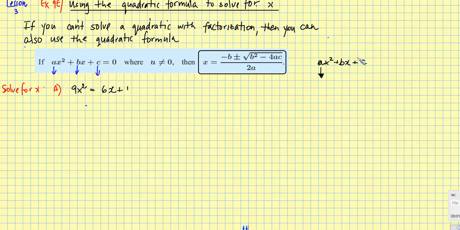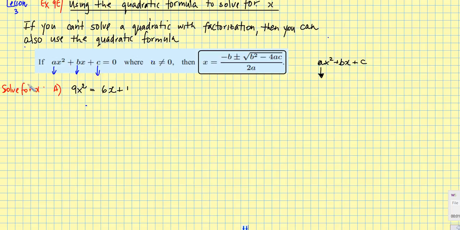When we are looking for our values of a, b, and c to replace them in the given formula on the left, we have to make sure that our quadratic is written in the proper format, meaning that we are going from highest degree to lowest degree, from ax squared to bx plus c. So they should be placed in the proper order.